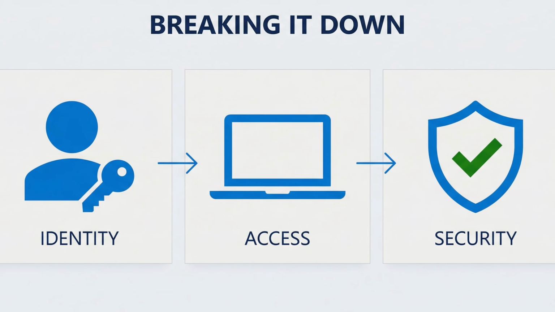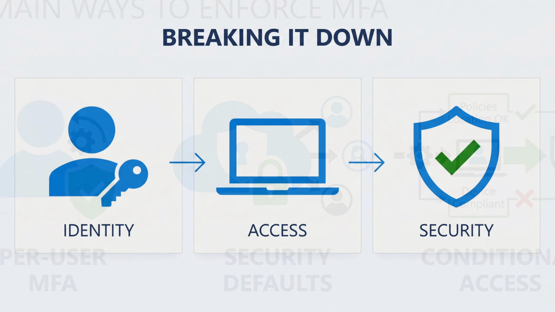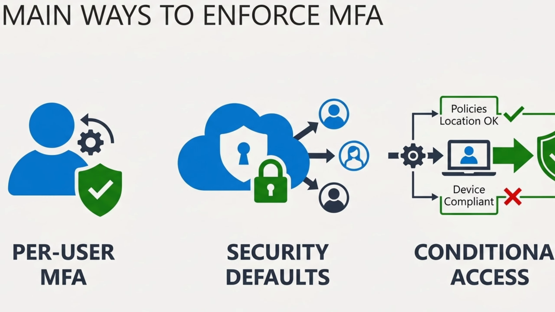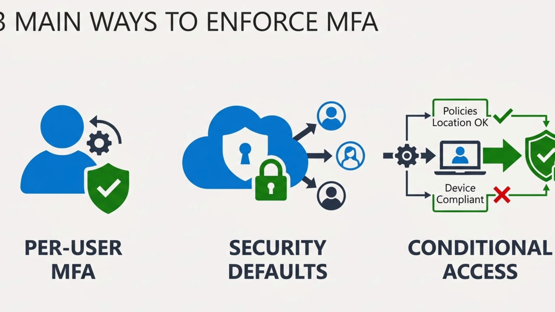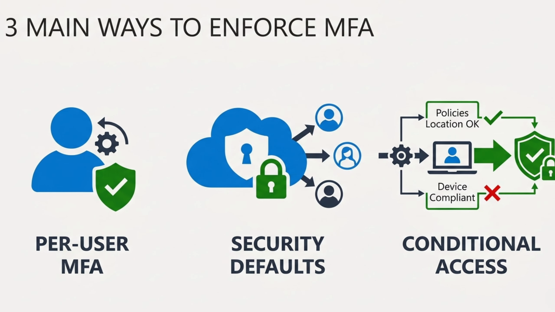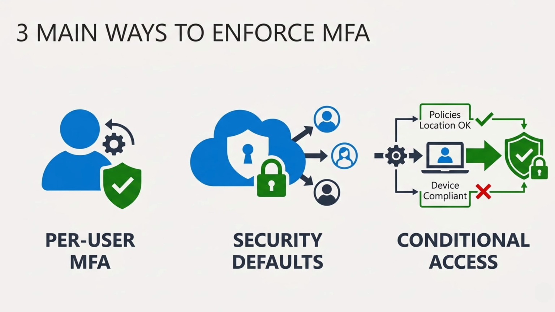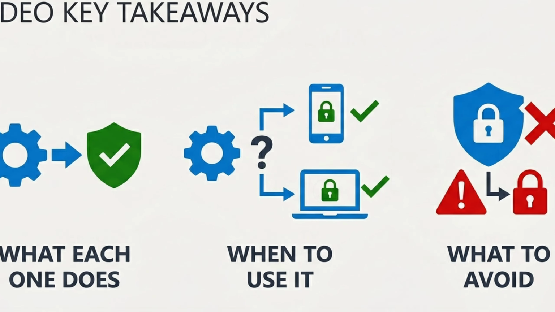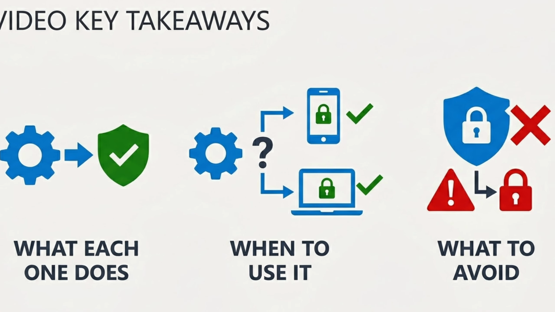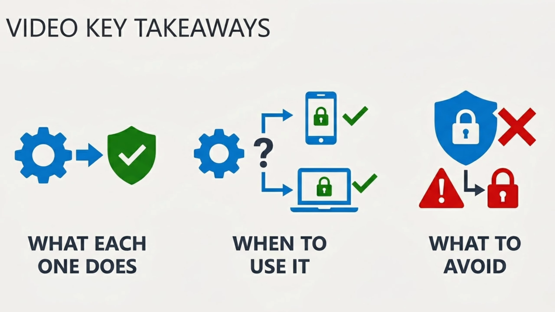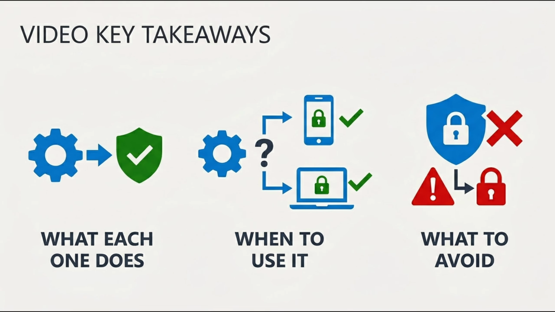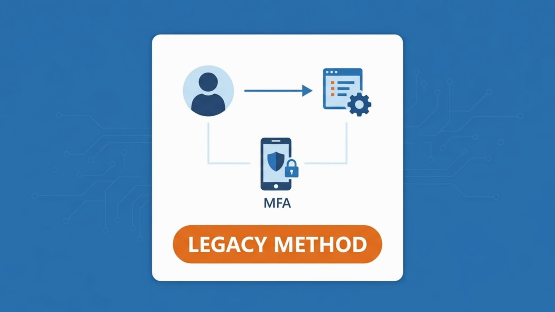So in this video, I'll break it down simply. There are only three main ways to enforce MFA in Microsoft Entra, and they are Per-user MFA, security defaults, and conditional access policies. And by the end, you will know exactly what each one does, when to use it, and what you should avoid. Let's start with Per-user MFA.